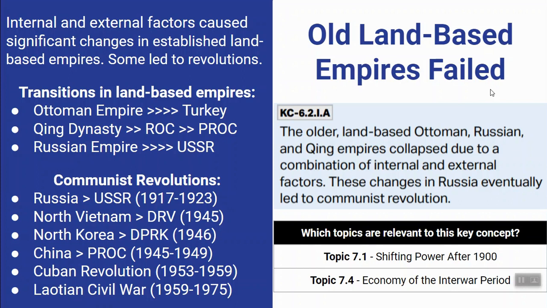China's transition to the People's Republic of China, as we discussed, is another example, and one we'll learn more about. The Cuban Revolution shortly thereafter is a good one to know, as well as the revolution in Laos. Specific topics in Unit 7 that are relevant to this key concept include 7.1 and 7.4.